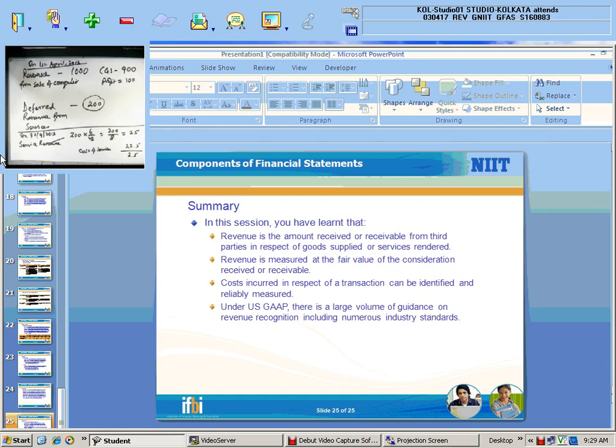So revenue is the amount received. What we learned actually, revenue is the amount received or receivable from third parties in respect of goods or services rendered. Profit is 100, revenue is 1000. See, revenue is 1000, cost of goods sold, this is the cost of manufacture by computer is 900. So profit per computer is 100. Is that clear? Revenue is not equal to profit.